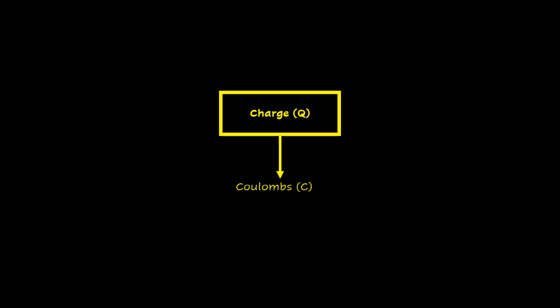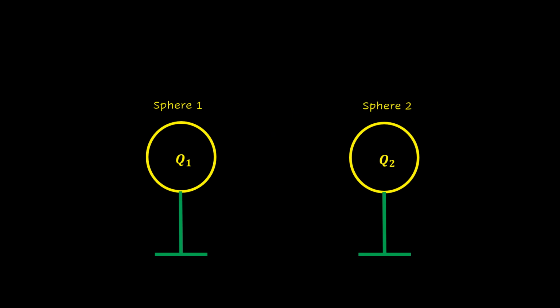The symbol for charge is Q, and its SI unit is coulombs, or capital letter C. When two conductors are made to touch, the total charge on them is shared between the two conductors. If two conductors are identical, then each conductor will be left with half of the total net charge. This is in accordance with the principle of conservation of charge that states that the net charge on an isolated system remains constant during any physical process.